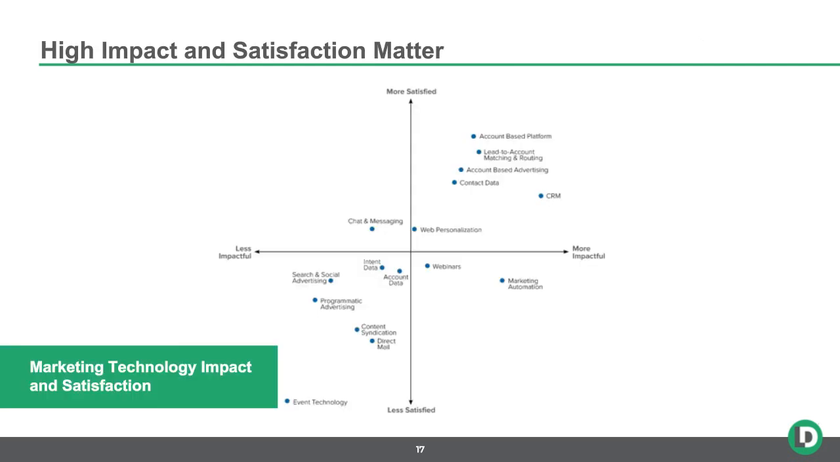The other thing that Topo did was they asked some questions around technology that people find most impactful and are highly satisfied with. And so I wanted to focus on those technologies. And if we look at the upper right-hand quadrant, you can see 6 technologies in there. You can see web personalization, you can see CRM, you can see contact data, there's some account-based platforms and advertising, and then there's one called lead to account matching and routing. And what I wanted to do was spend a little bit of time talking about lead to account matching and routing, because a lot of times people overlook this category.